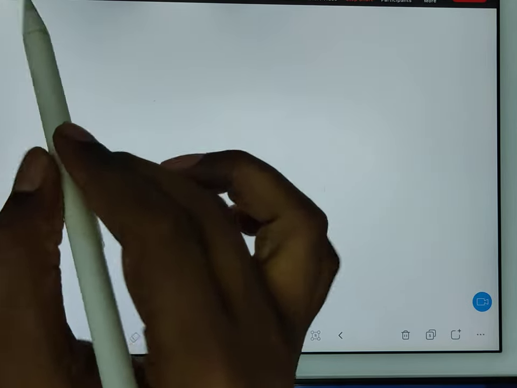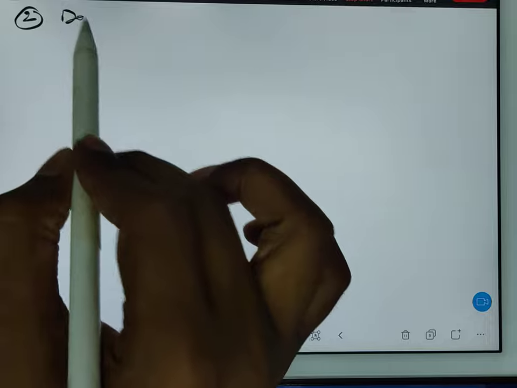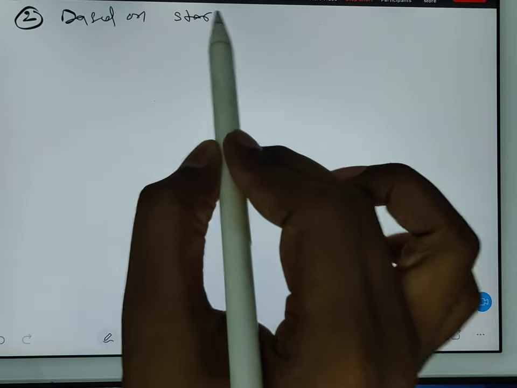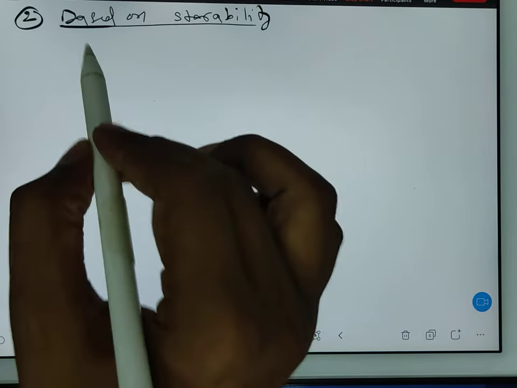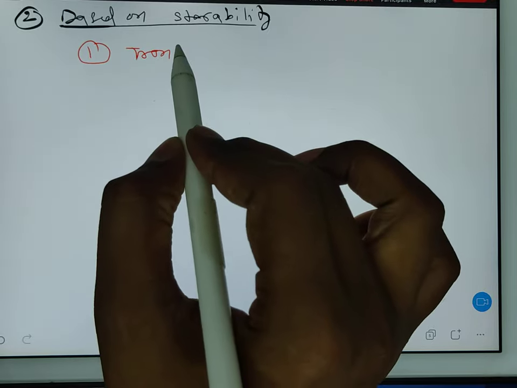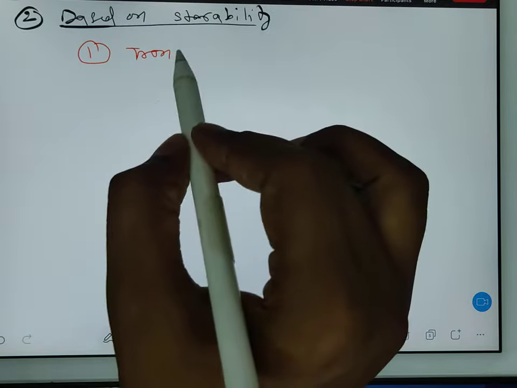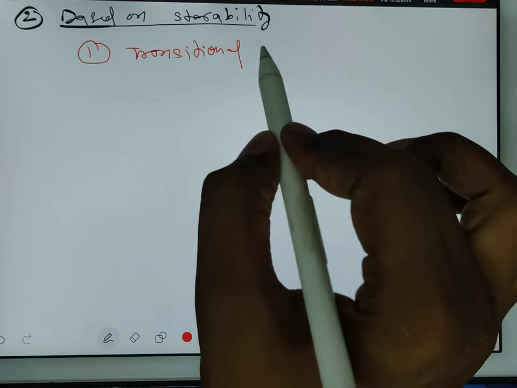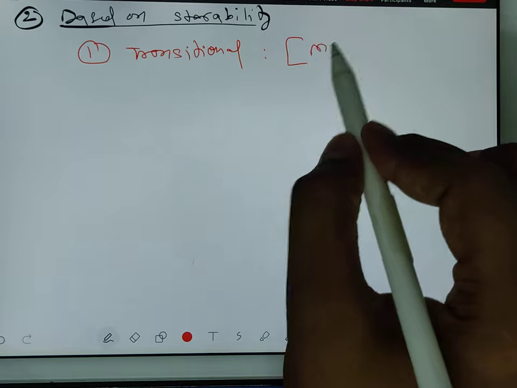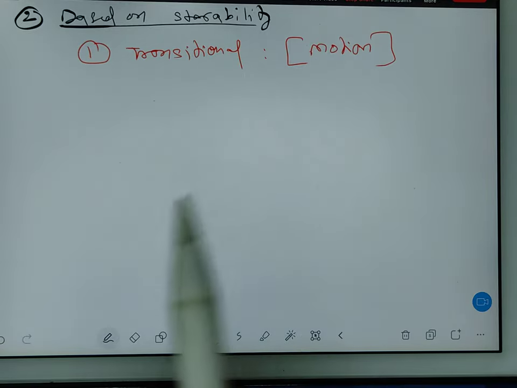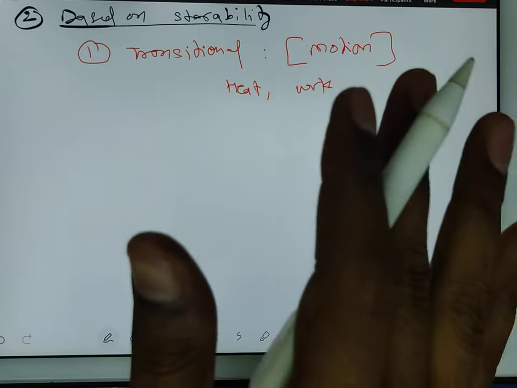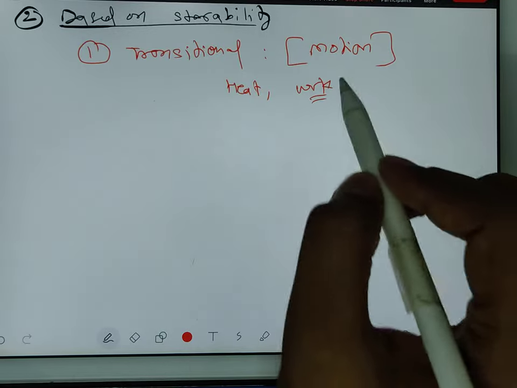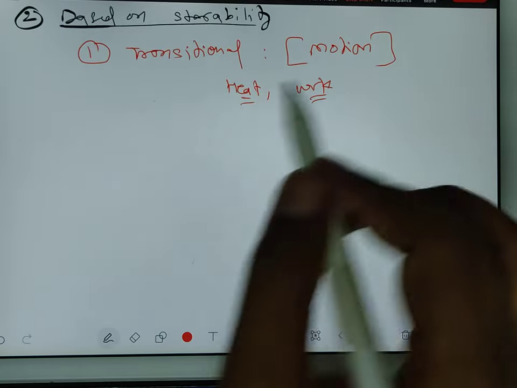So based on storability, what kind of energy you can store, what kind of energy you can't store, we have to discuss. Now see, first one here you have transitional, means energies which are in motion. Some energies you can't store, they are in motion. Example heat, example work. These energies are always in motion. You can't store work, you can't store heat. If you want to store them, you have to change the format.